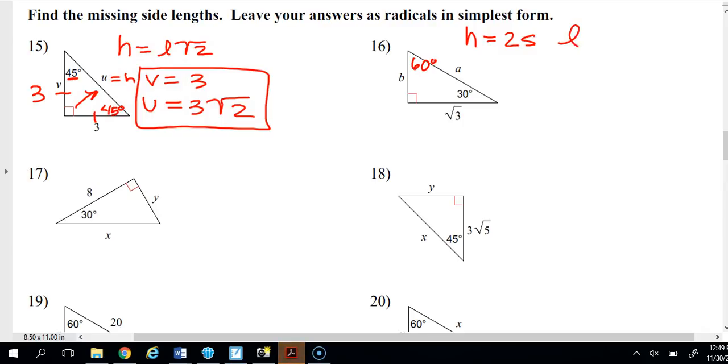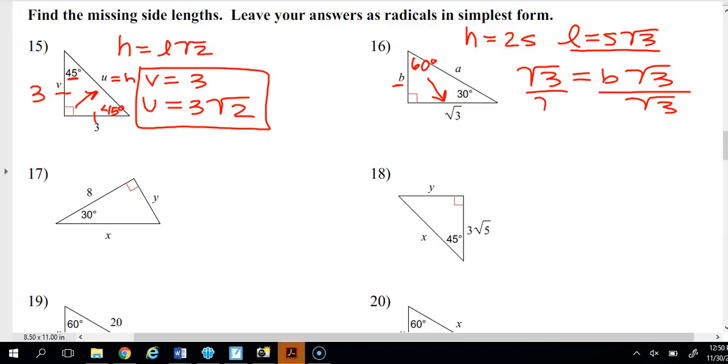Then we have a formula for the long side. The long side is the short side times the square root of 3. So we need to look at what we have in this problem. We notice that this is opposite that 60-degree angle, so that's our long side. So we're going to use this long formula first. The square root of 3 is equal to the short side, which is this one right here because it's opposite the 30. That's b times the square root of 3. So all we're doing here is dividing both sides by the square root of 3. So our b is equal to 1.